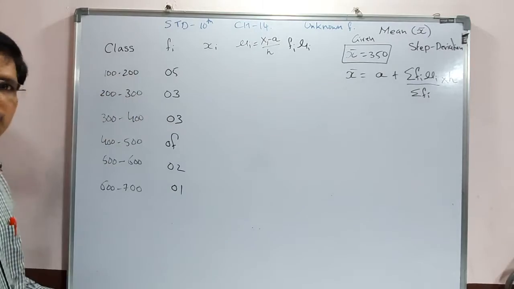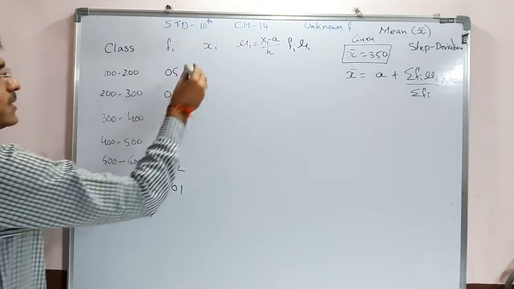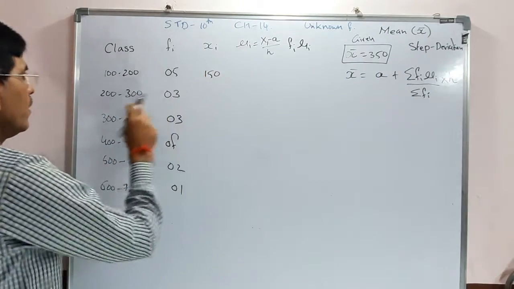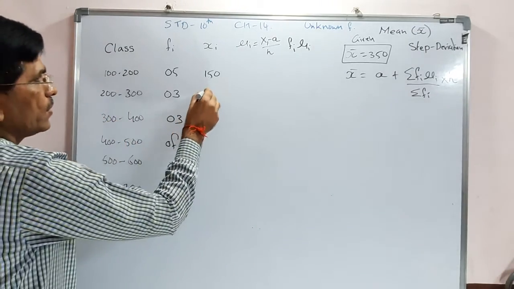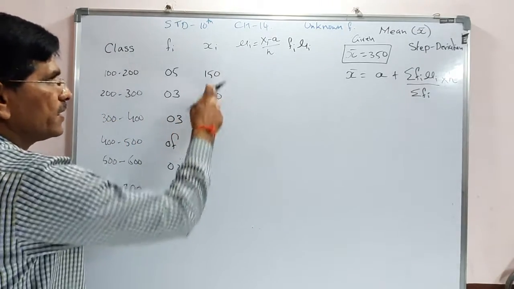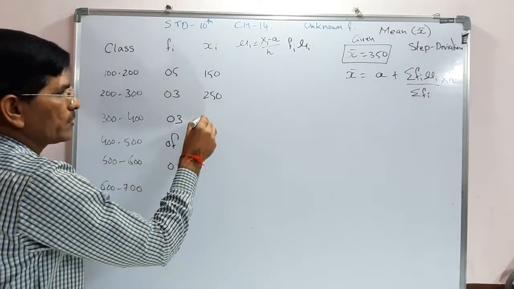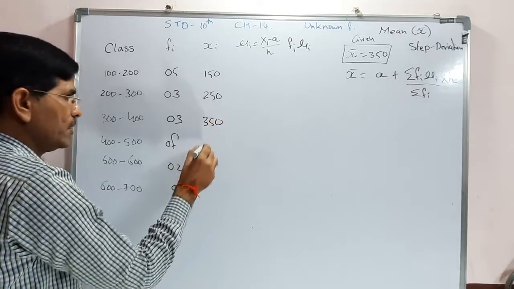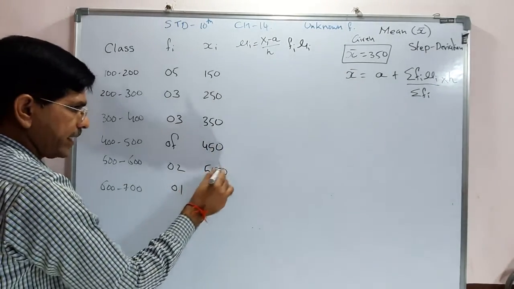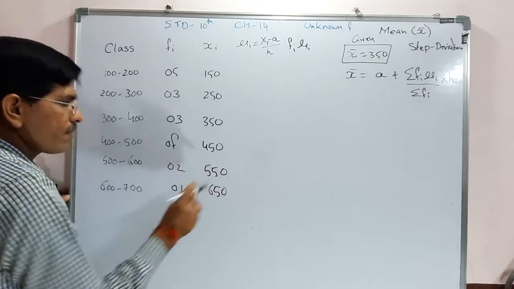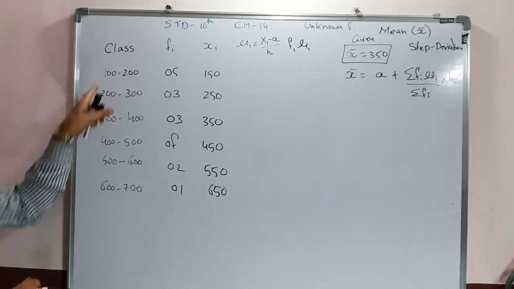100 plus 200 is 300, divided by 2 is 150. 200 plus 300 is 500, divided by 2 is 250. So the difference is 100. So I have to write 350, 450, 550 and 650. Always it is between these.